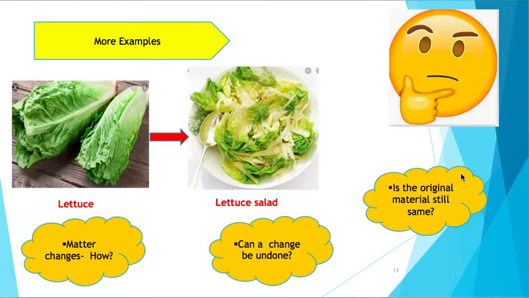Now let's look into a lettuce, which I turned into a lettuce salad. Now you have to think and tell me, what about the matter, the purpose, the material, and can you undo it or not? Well done. So let's talk about matter. The matter is still the same. The purpose is different. I'm using it for a different reason. Now, what about the material? The material is still the same because it is lettuce.